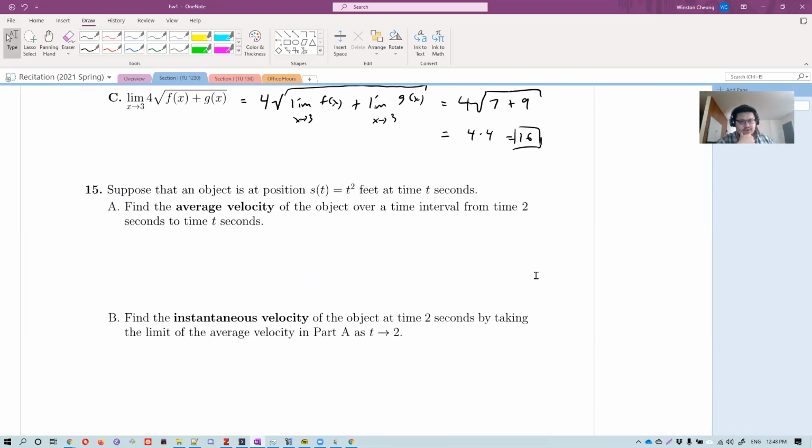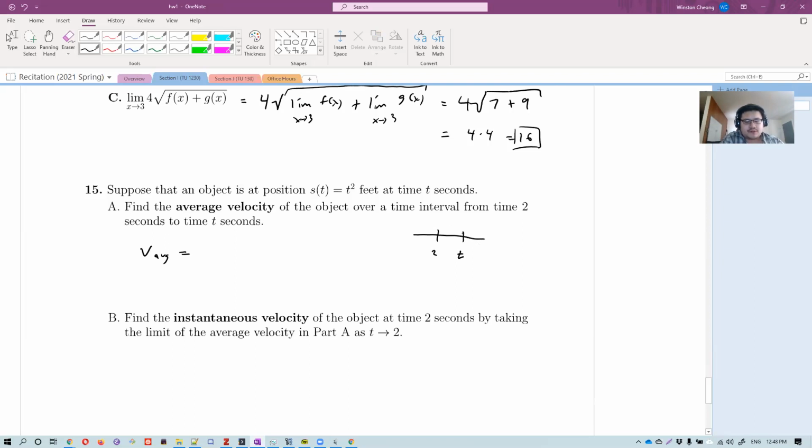Right. Average velocity from 2 to time t. I think what I would want to do first is see what the timeline is. So we start at time t is 2, then we go to time t. This is why I don't like this variable, but time equals 2 to time equals t. The average velocity, I'll call that v average.